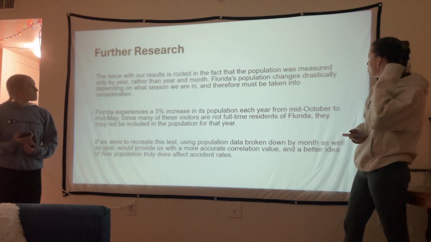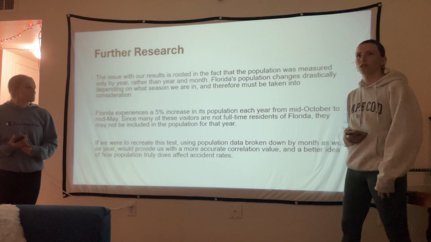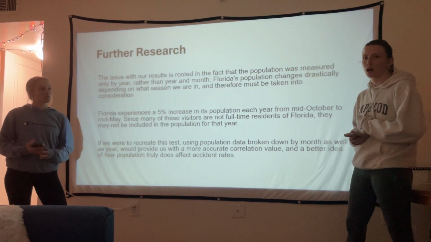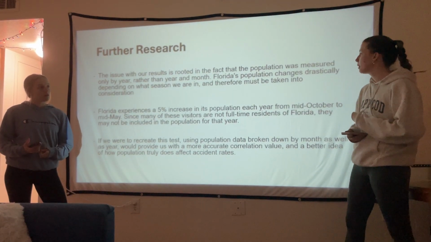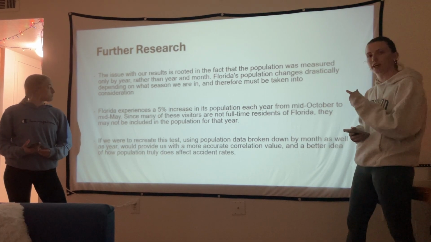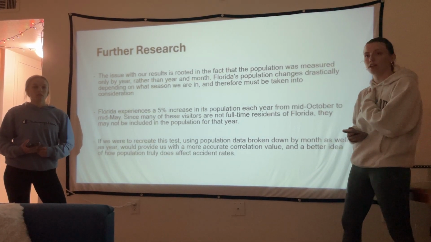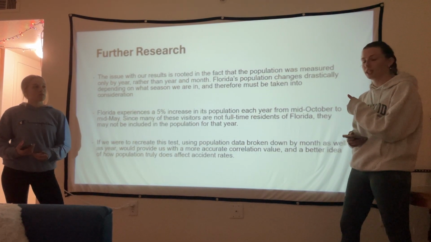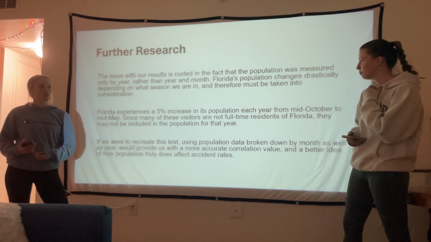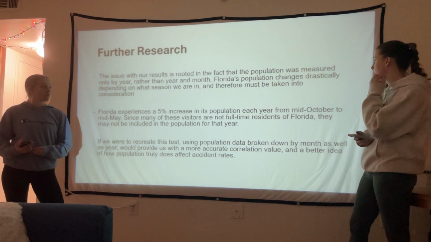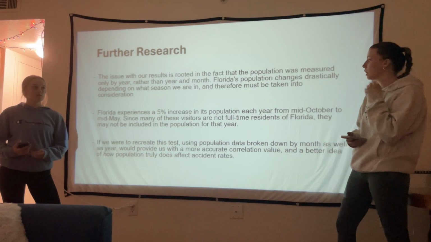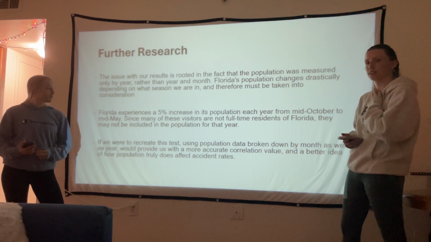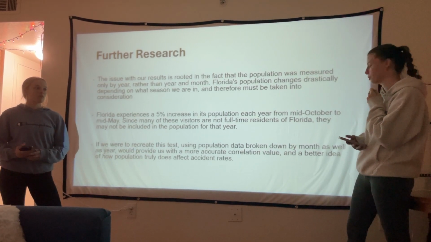So for further research, I think it would be more representative of our data if we were able to find population sets that separate the population by month as well as year, because then it would just be a little more accurate for the population. A lot of the snowbirds aren't actually residents of Florida, they're residents of other states, so they're not all taken into account when the census is done every year. Florida also experiences a 5% increase in their population from mid-October to mid-May, like I said previously. So if they're not there when the census is happening, then they're not included in it, which would affect the data.